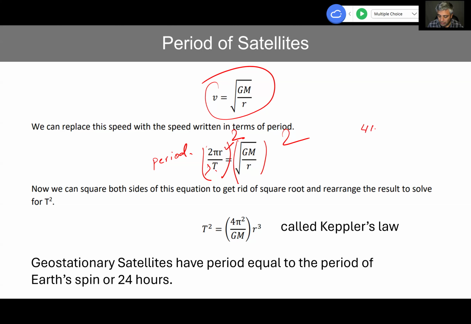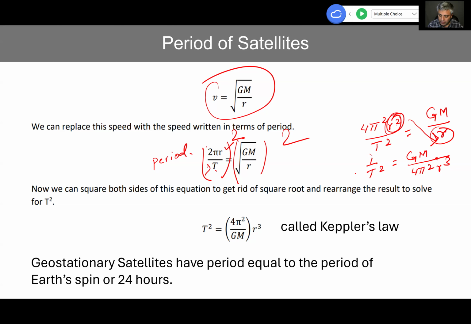So on the left-hand side, it becomes 4 pi square r square over t square. On the right-hand side, it's simply Gm over r. So this r square can come here, so it becomes 4 pi square, it can also come down there. So it becomes 1 over t square is Gm over 4 pi squared r cubed, okay? But we want t squared or t, so that means we need to flip this.